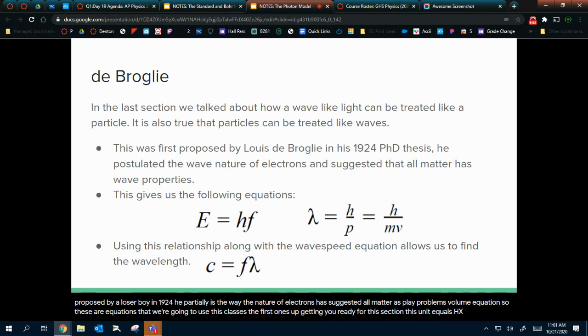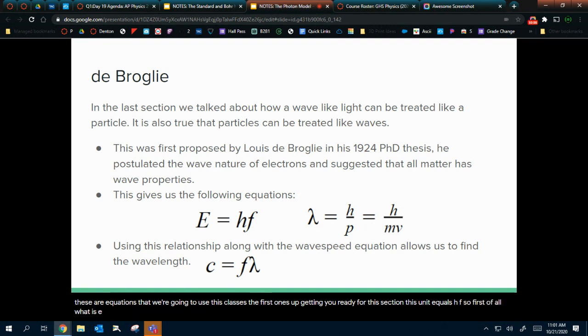E equals hf. So first of all, what is E? Energy. So the energy of a particular wave is E. What does f stand for? Frequency. Does anyone know what h stands for? Height. Good guess. No. I'll give you a hint. Yeah, it's on that sheet. What is h? It should be on there on your constants, if I remember correctly.